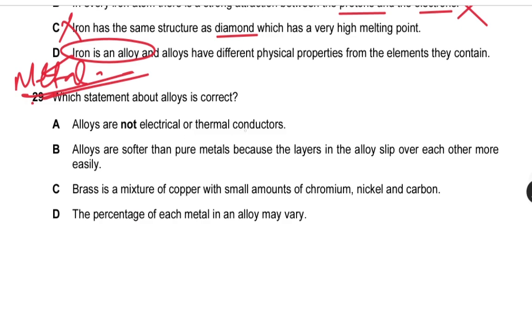Alloys are not electrical or thermal conductors. Wrong. Alloys are electrical and thermal conductors. Alloys are softer. No, they are harder. Brass is a mixture of copper with a small amount of zinc. The percentage of each metal in an alloy may vary. Yes, the percentage may vary.